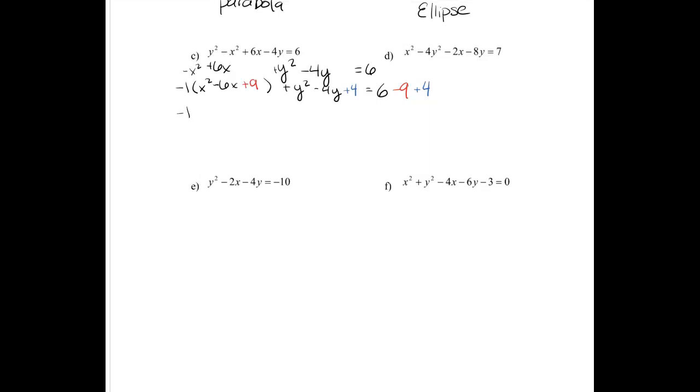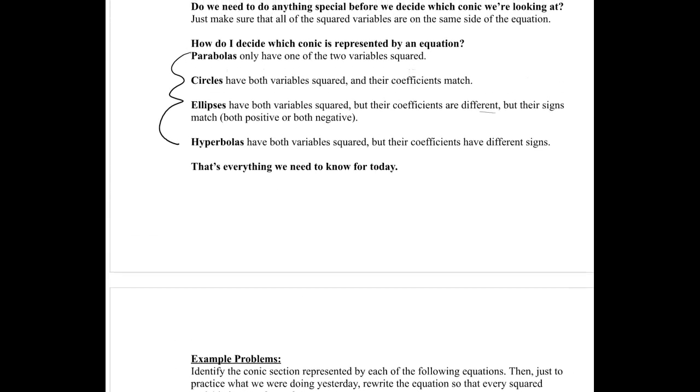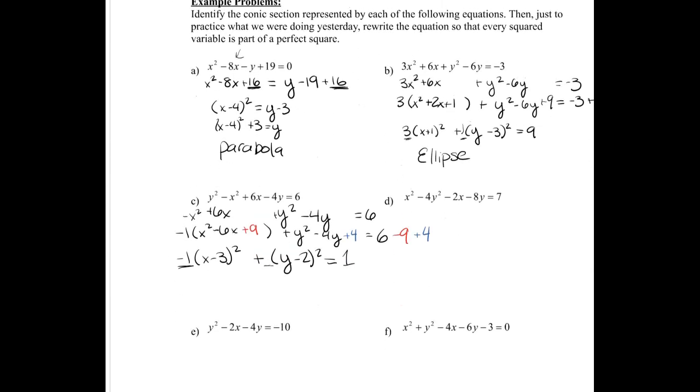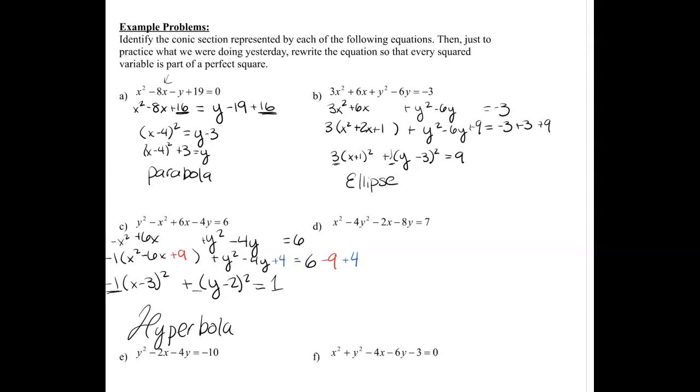Alright, from here, all I do is clean this up a little bit. So I'm going to get -1 times the quantity of x minus 3, quantity squared, plus y minus 2, quantity squared, equals 1. Alright, so I see that my coefficients out in front have different signs, which is kind of unfortunate, but it also should be a dead giveaway that it's a hyperbola. Had they had the same signs, it would have been a cute little circle, but they didn't. So, can't happen. Alright, let's move on to the next one.